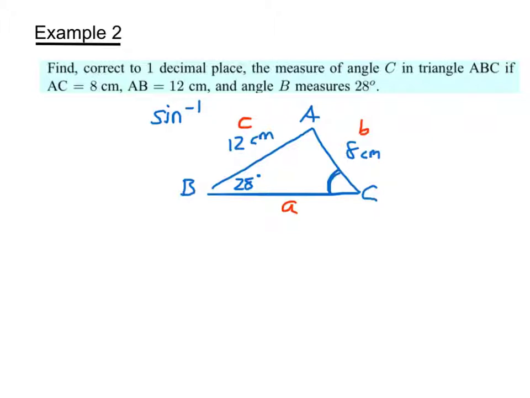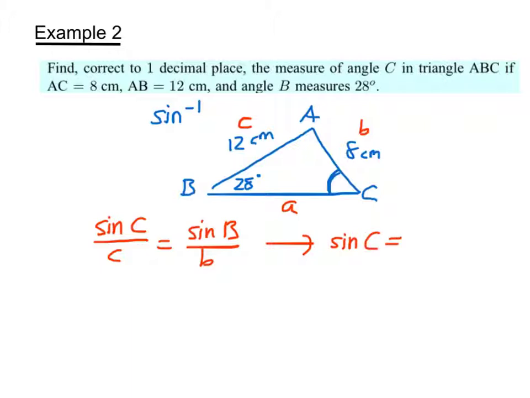Now we can set up our sine rule, and let's start with what we're trying to find, which is angle C. So I have sine C over side C, and in this case I know side B and angle B, so I'm going to use B's here, sine B over side B. With a little bit of rearranging here, I get sine C equals C over B times sine of angle B.